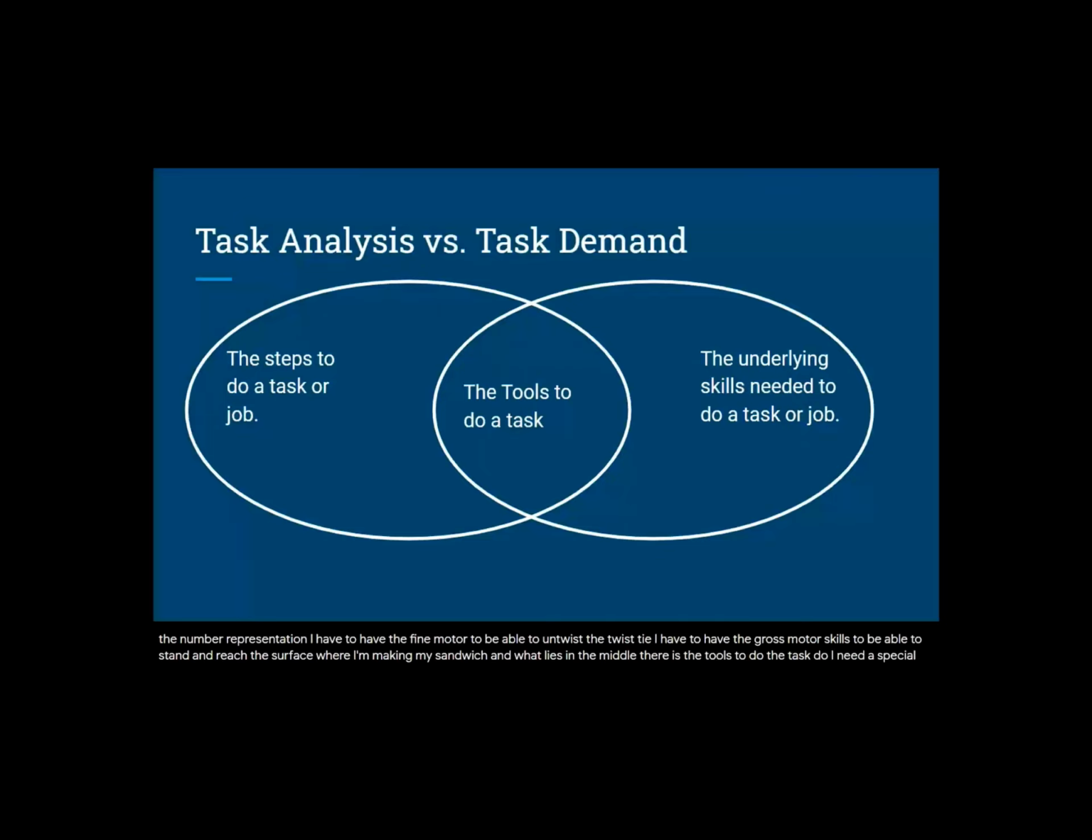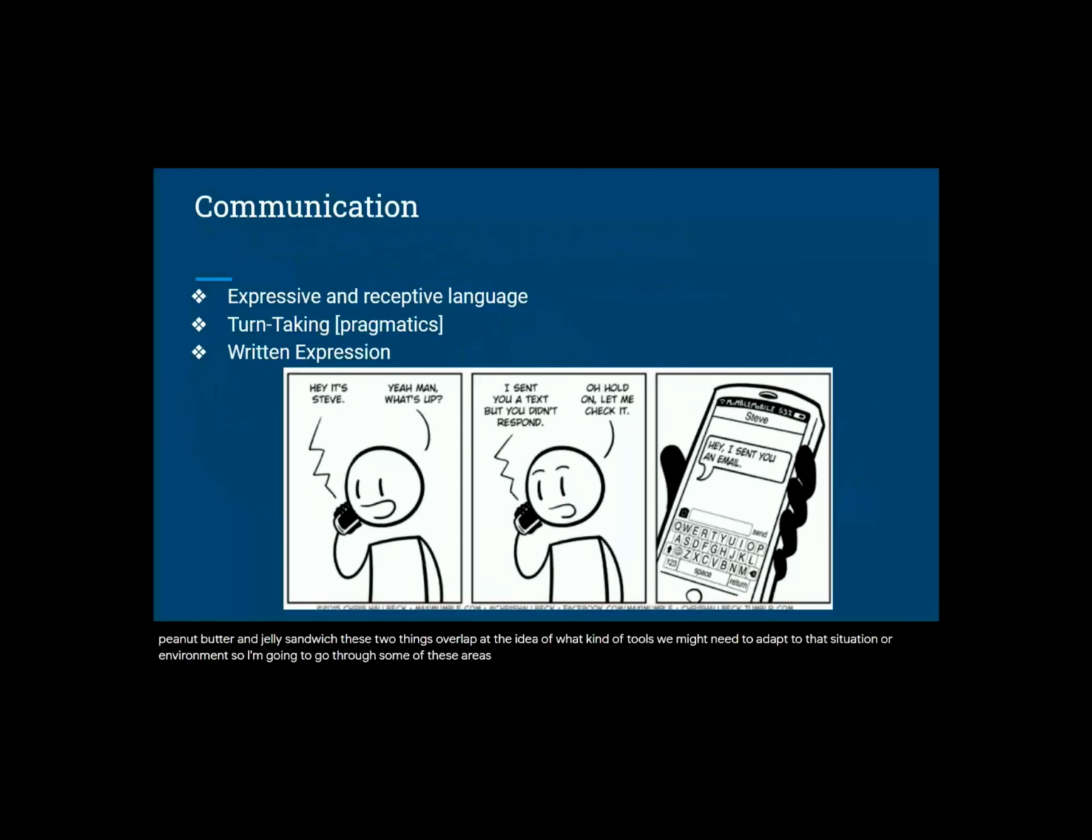Do I need a special knife? Do I need a jar opener so I can get that peanut butter open? Do I need some kind of height adjustable table so I can make my peanut butter and jelly sandwich? These two things overlap at the idea of what kind of tools we might need to adapt to that situation or environment. So I'm going to go through some of these areas and you will see these again.